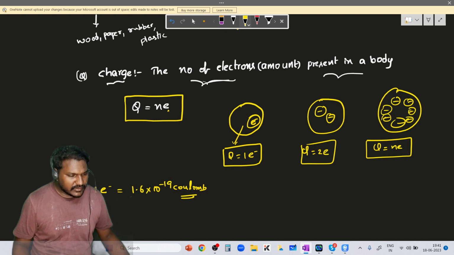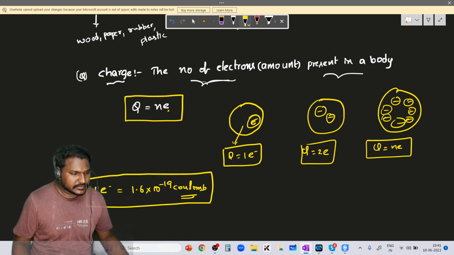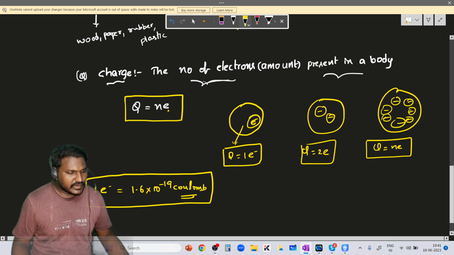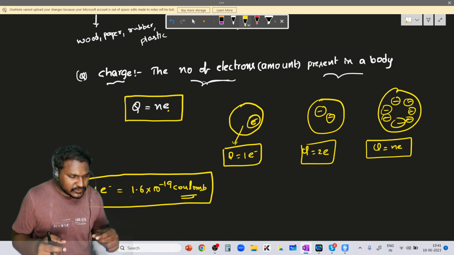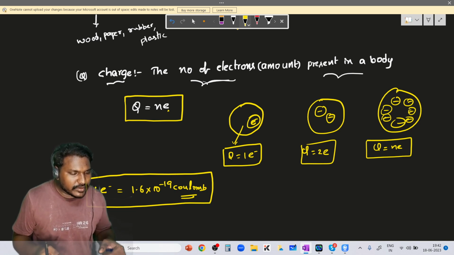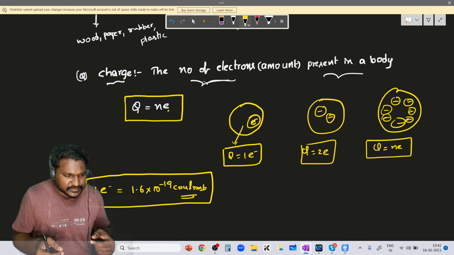The amount of charge present in a single electron is equal to 1.6 into 10 power minus 19 coulombs. So this is the numerical value of how much charge an electron carries. If one electron is there, it will produce a charge equivalent to 1.6 into 10 power minus 19 coulombs. So it is very small.